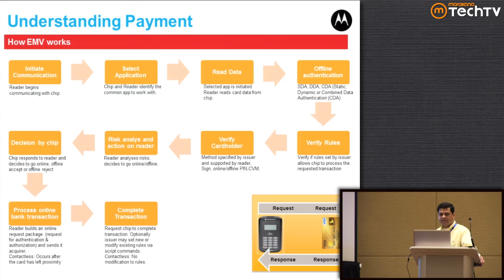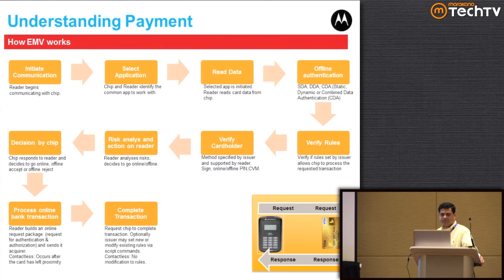And after that, there is some risk analysis that the reader goes through. What's the risk if this happens? If I have to go offline, what's the risk? And then it tells the chip, okay, this is what I am going to do. And the chip says, okay, I agree. I'm fine with that. My rules allow what you're suggesting.